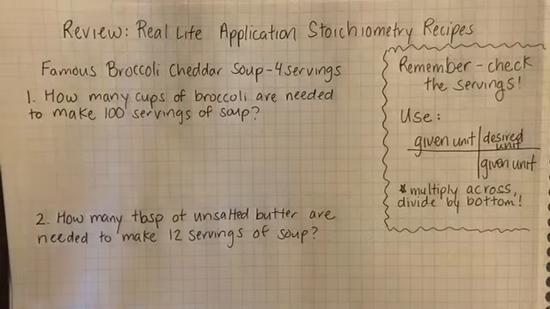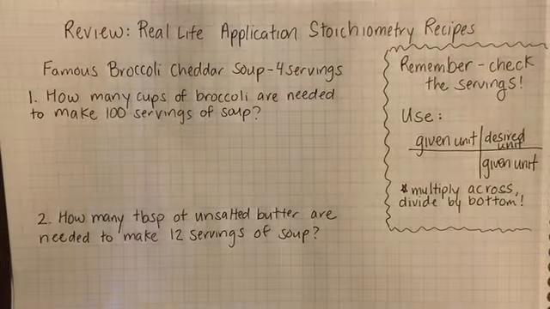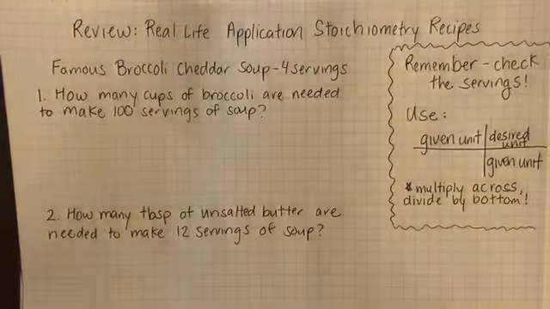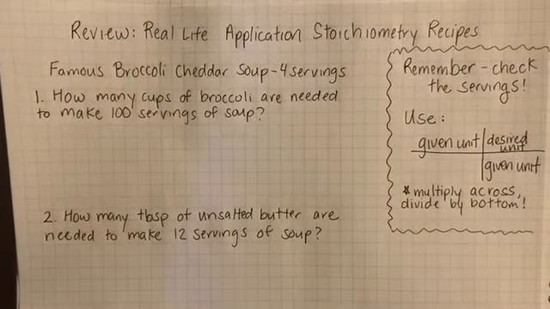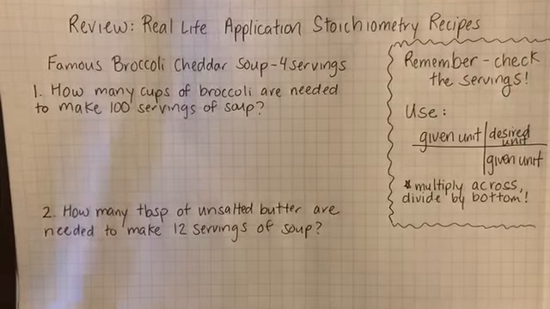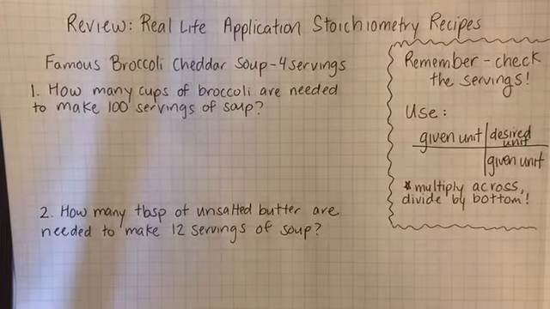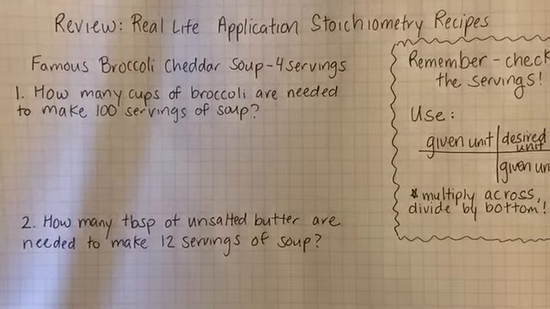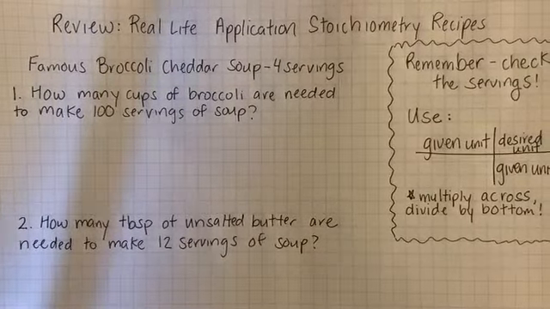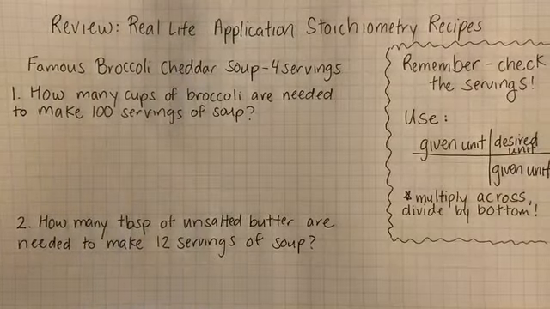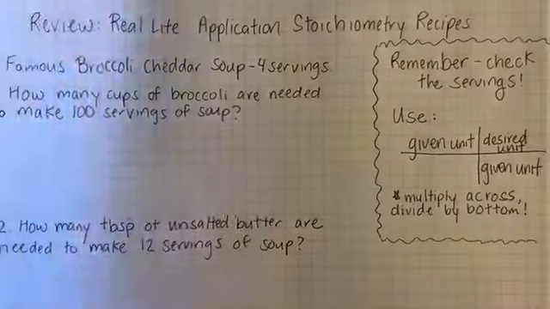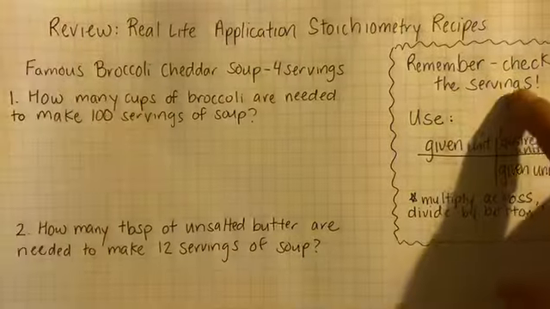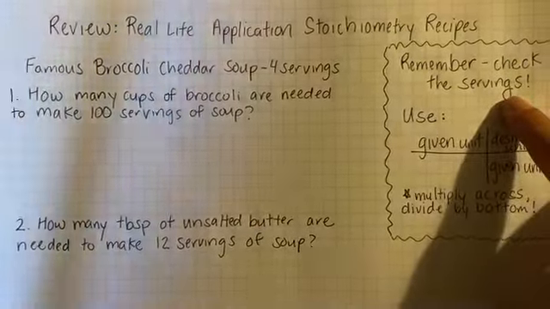Okay, so we are doing some review before we get back into the swing of things. We're doing real life application of stoichiometry, and we're using that with recipes, which we did to prepare for our lab. This is going to be for the first set of problems. It's a famous broccoli cheddar soup. We're doing 4 servings. So the most important thing when we solve these problems is checking how many servings are in each of the recipes.